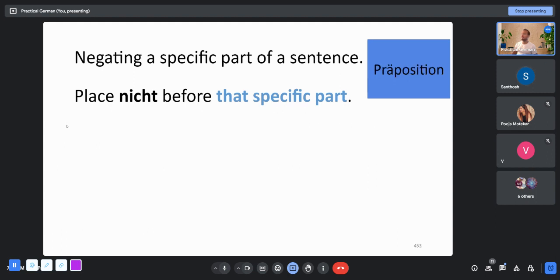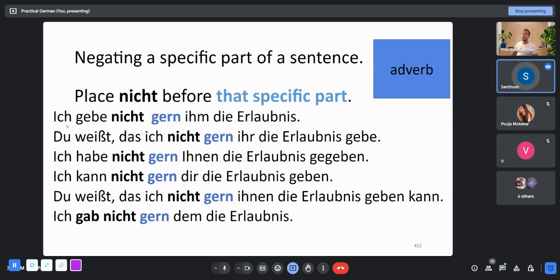What about sentences? Question, one doubt in the back. If I have a sentence, where morgen is an adverb, let's say: Ich gebe morgen ihm das Buch. Then if I want to specify that, let's say: Ich gebe nicht morgen ihm das Buch, that means I'm not giving him the book tomorrow.